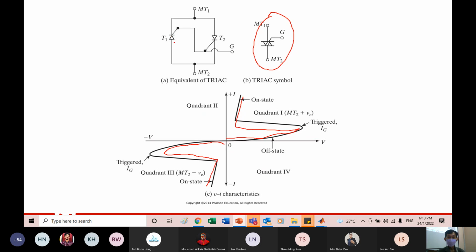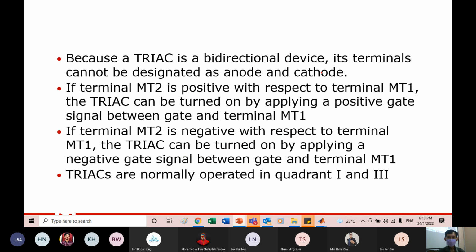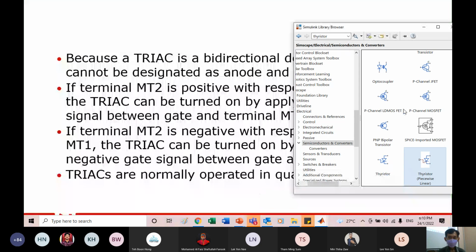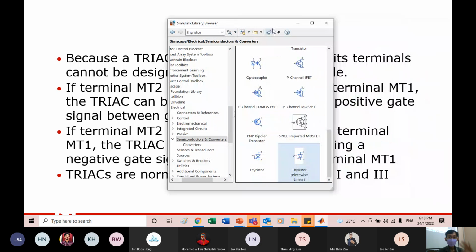So that is the purpose. Okay, that is the purpose. Okay, so now the thing is that in MATLAB we don't have a direct TRIAC. In MATLAB there is no such thing. You go and find the library, find the entire MATLAB, no such thing.